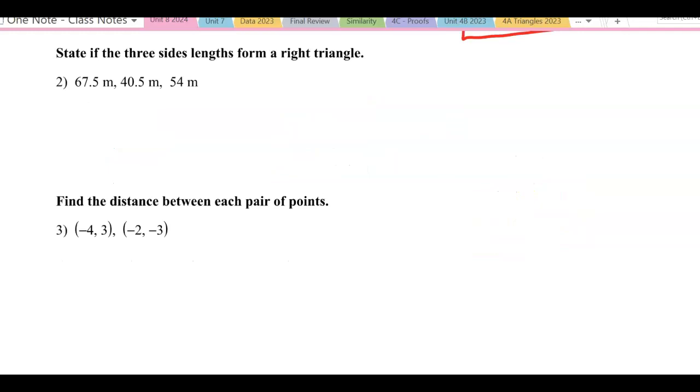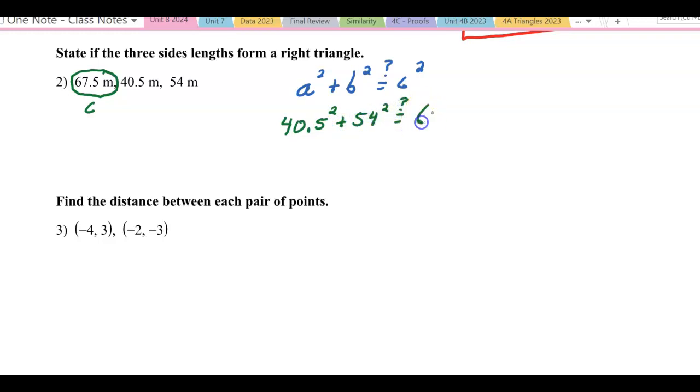For problem number 2, we want to determine if the three sides form a right triangle. So what we did in class is we checked to see if a squared plus b squared was equal to c squared. And remember, c is always the hypotenuse, which is the longest side. So the longest side, or the c, is going to be the 67.5. So I need to check, is 40.5 squared plus 54 squared equal to 67.5 squared?